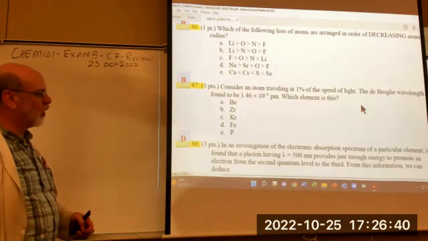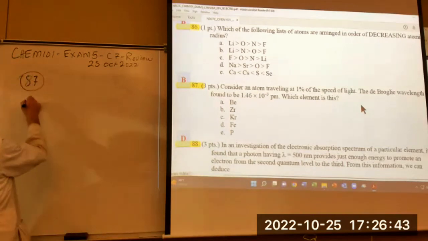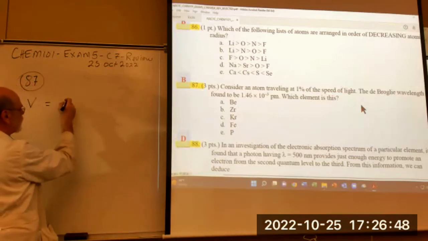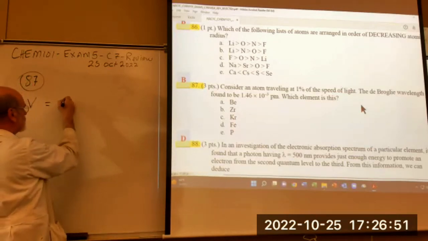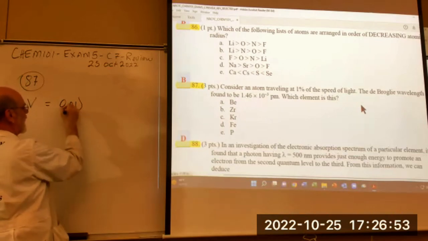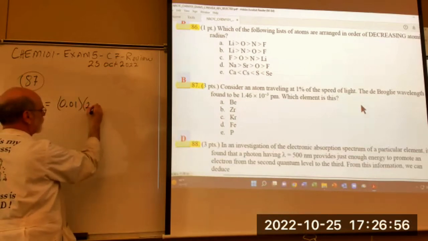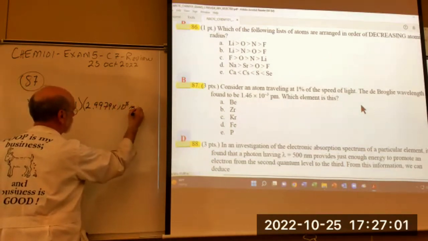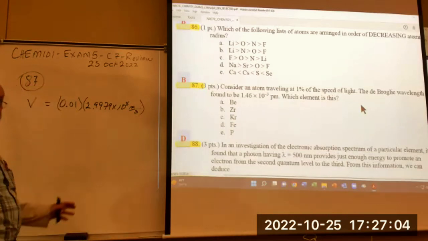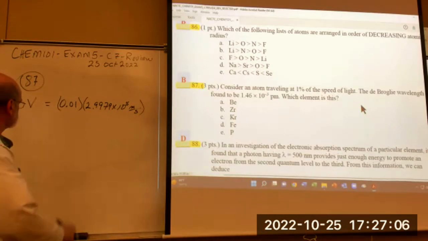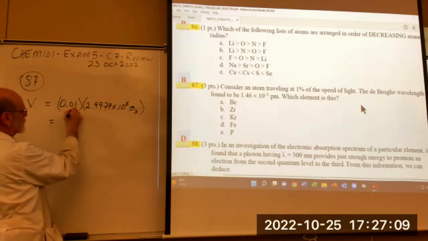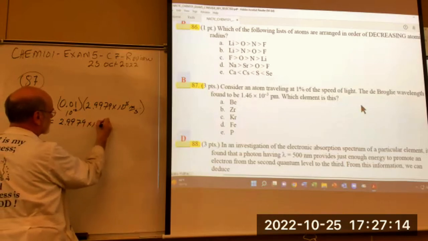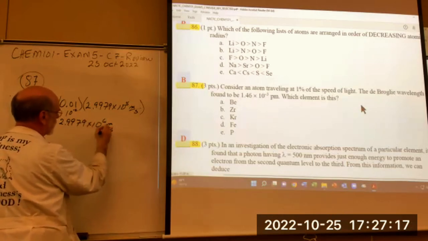Consider an atom traveling at 1% of the speed of light. So its velocity is 1% of the speed of light, which is what? 0.01 times 2.9979 times 10 to the 8 meters per second. That's its velocity, which, since this is 10 to the minus 2, should be 2.9979 times 10 to the 6th meters per second.